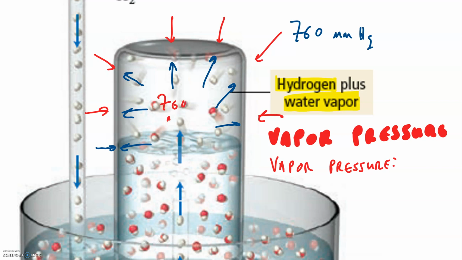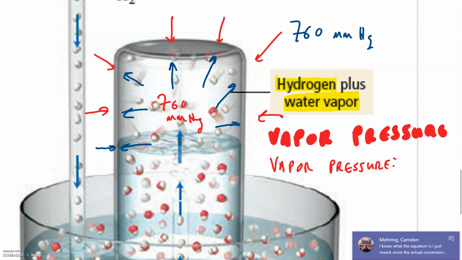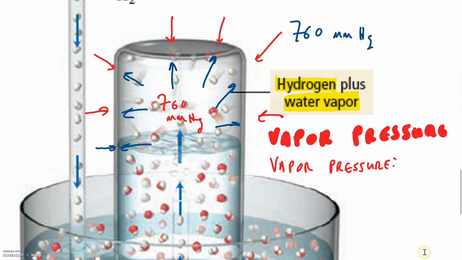So that means that we know that the total pressure inside the trap is the total sum pressure of all of the gases involved. Well, we made hydrogen and we also made water vapor. So let's take a look at how we're going to calculate this.